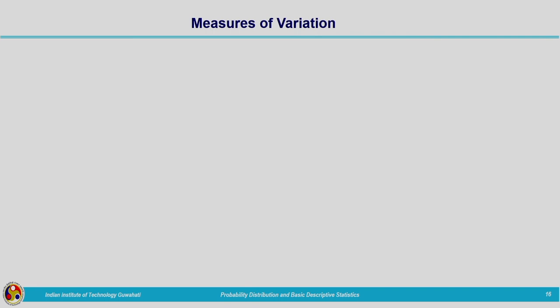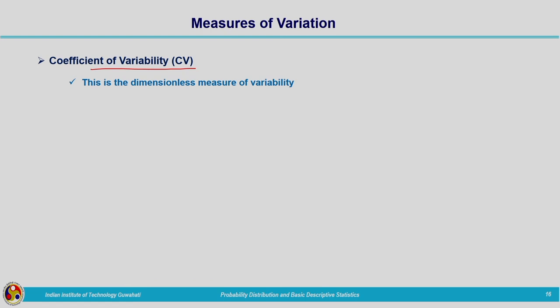Coming to another representation, in the case of variance, it had the dimension of x square. For standard deviation, we took the square root, so it had the same dimension as the variable we are considering. For making it dimensionless, we can consider the coefficient of variability, CV. Coefficient of variability is a dimensionless measure of variability or dispersion. For a population, it is given by CV equals sigma by mu, and in the case of a sample, it is S by X bar.